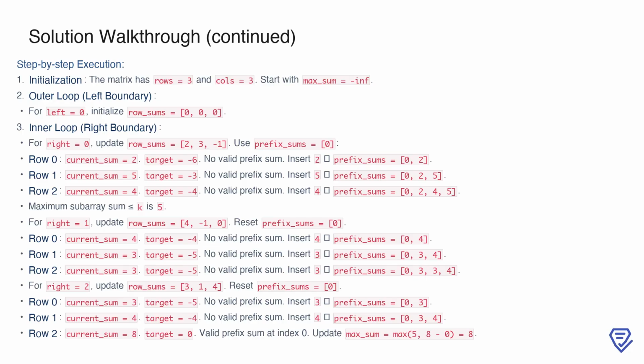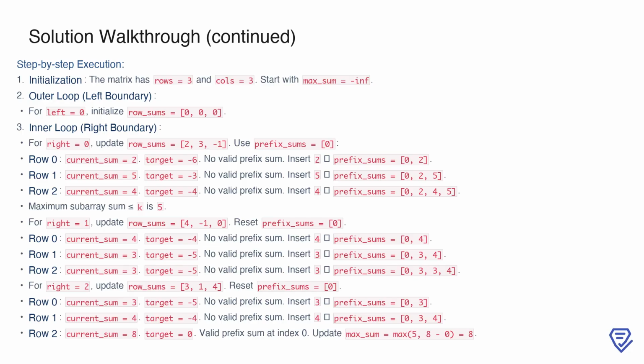For row 0, current_sum equals 2 and target equals -6. No valid prefix sum is found, so we insert 2 into prefix_sums, updating it to 0, 2. For row 1, current_sum equals 5 and target equals -3. Again, no valid prefix sum exists, so we insert 5, resulting in 0, 2, 5. For row 2, current_sum equals 4 and target equals -4. No valid prefix sum is found, so 4 is inserted, making prefix_sums equal 0, 2, 4, 5. At this point, the maximum subarray sum is 5.